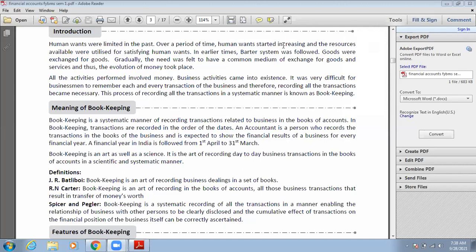Okay. Now let's see. What is basically bookkeeping, the meaning of bookkeeping? You can see the screen. Bookkeeping is a systematic manner of recording the transactions related to the business in the books of account.